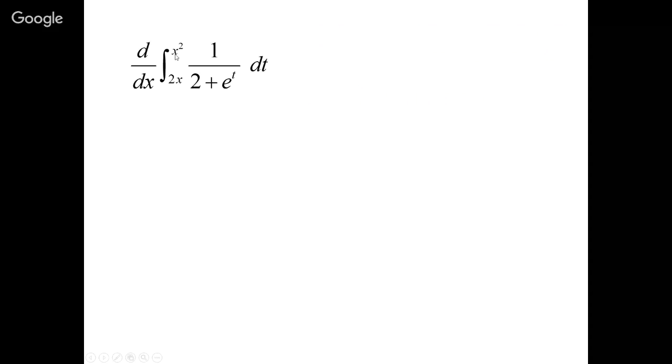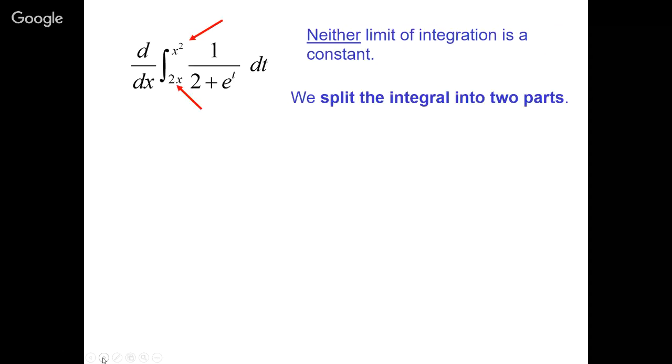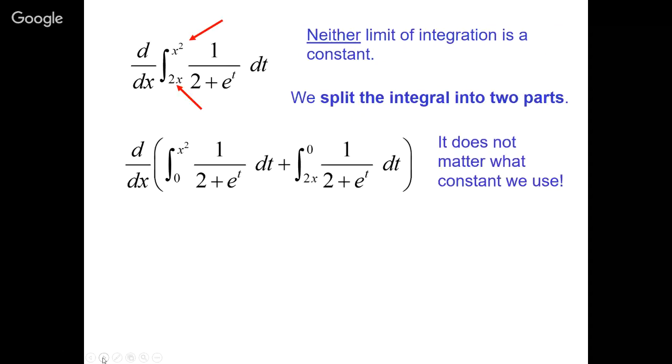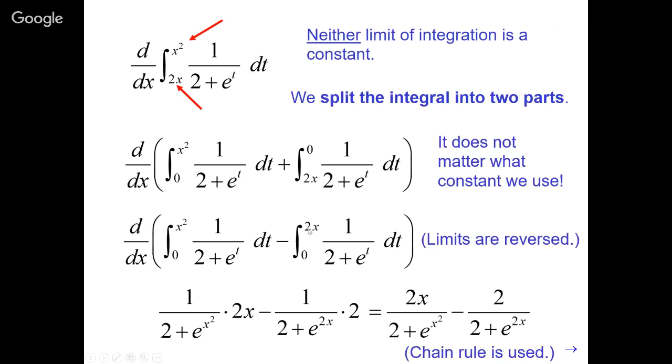Okay? Easy enough? Oh no, of course we've amped it up again. Not only do I have a function that's not x on top, but I have a function on the bottom. Oh no, what do we do? Well, this is what we do. We have to split the integral into two parts, theoretically, and we can choose an arbitrary number to split it apart. It doesn't matter what constant we use. So I'm just going to use 0 because that's a nice number.